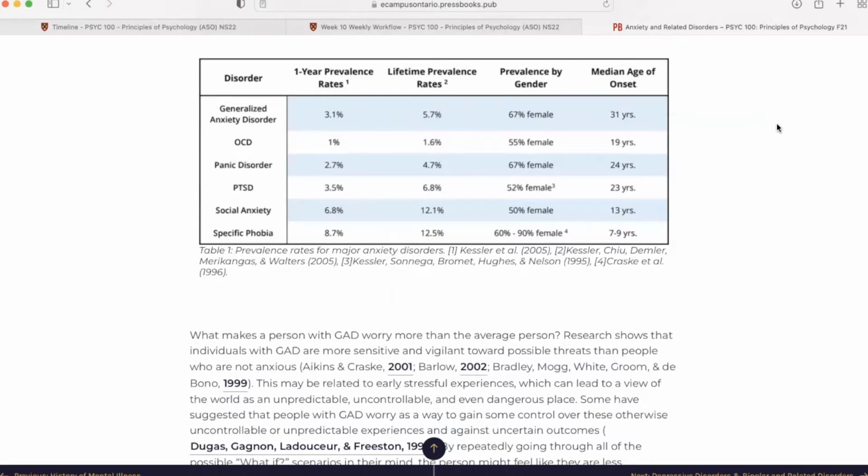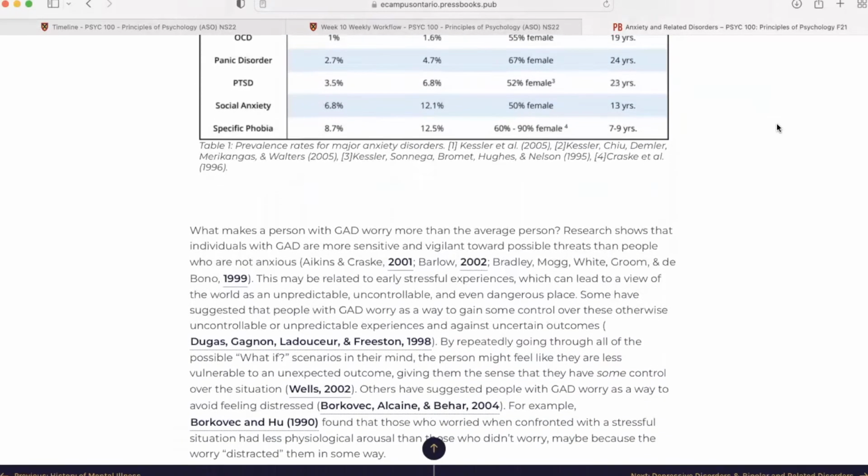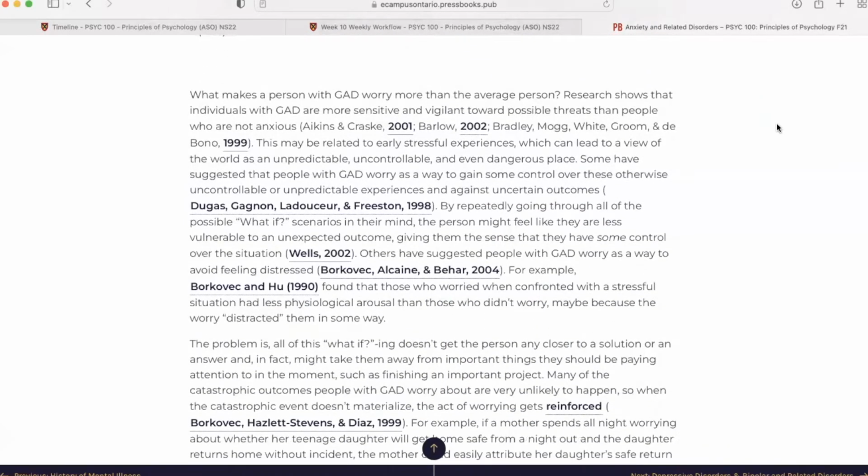What makes a person with GAD worry more than the average person? Research shows that individuals with GAD are more sensitive and vigilant toward possible threats than people who are not anxious. This may be related to early stressful experiences, which can lead to a view of the world as an unpredictable, uncontrollable, and even dangerous place.